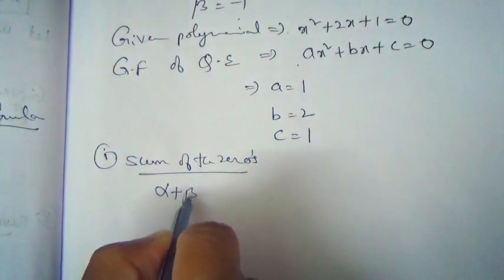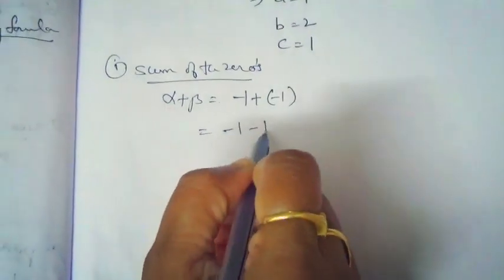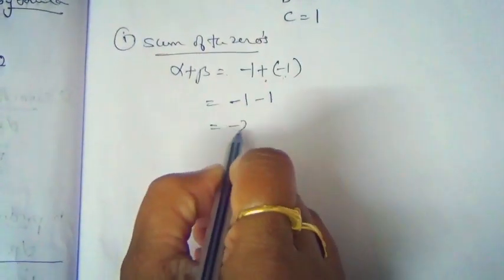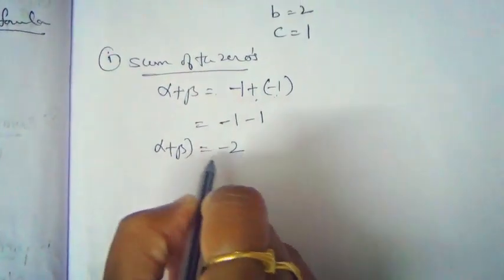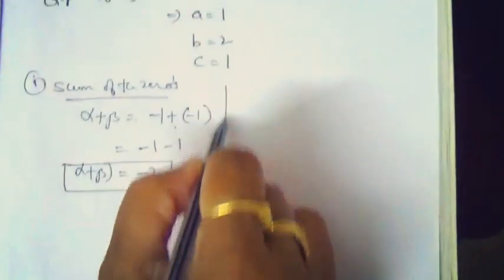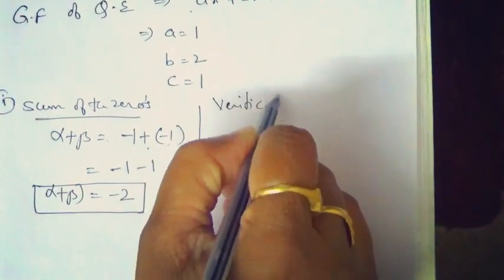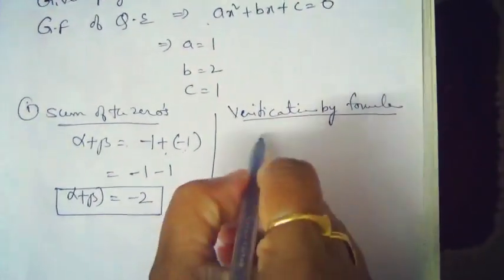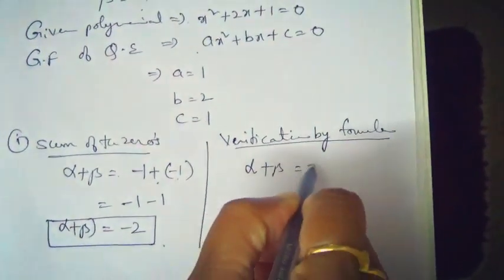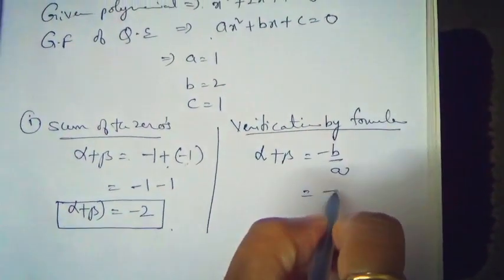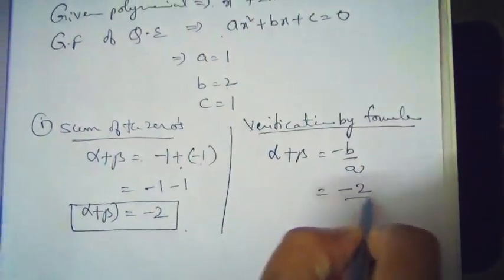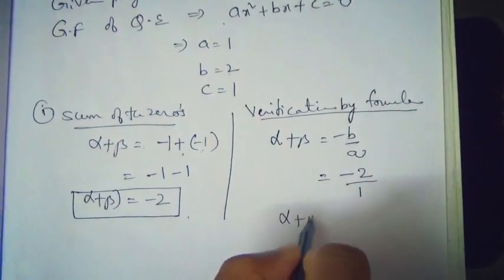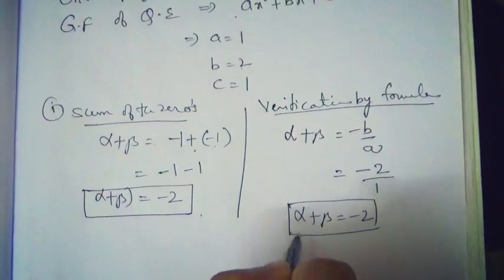So first one, sum of the zeros. That is alpha plus beta is equal to minus 1 plus minus 1. So minus 1 minus 1, minus of plus of minus, so minus 2. Alpha plus beta value is minus 2. Now the verification by formula: alpha plus beta is equal to minus b by a, that is equal to minus of b value 2 by a value 1. So alpha plus beta is equal to minus 2. Here we have the same answers on both of these.